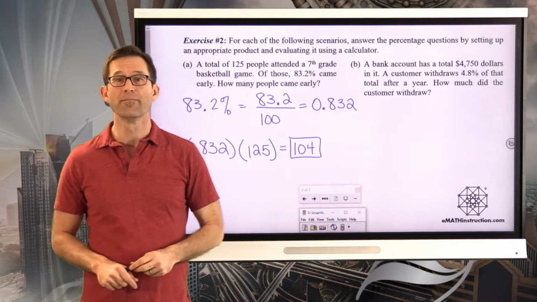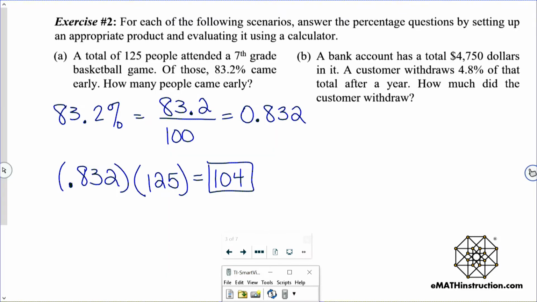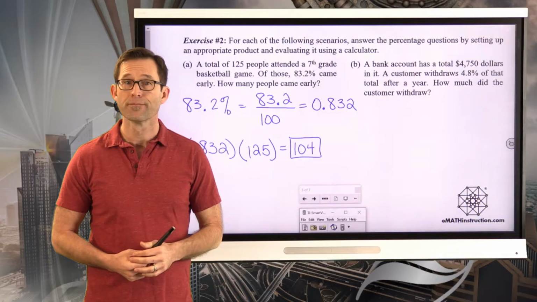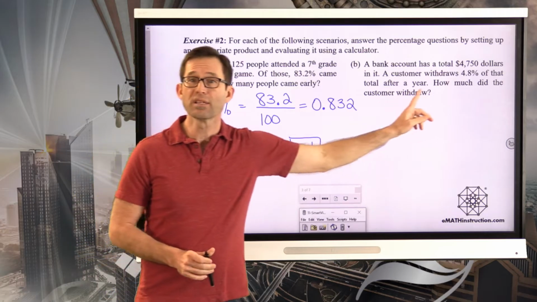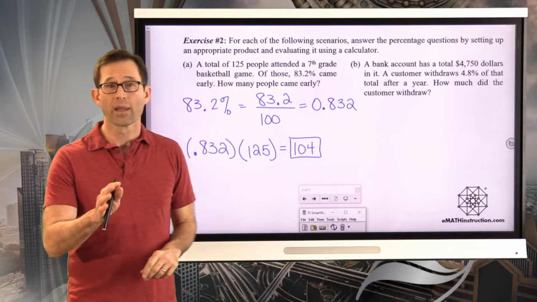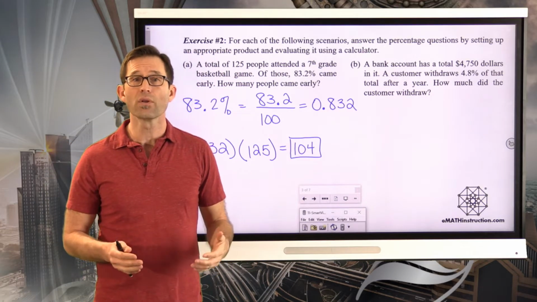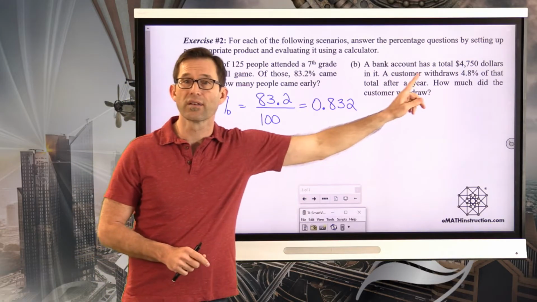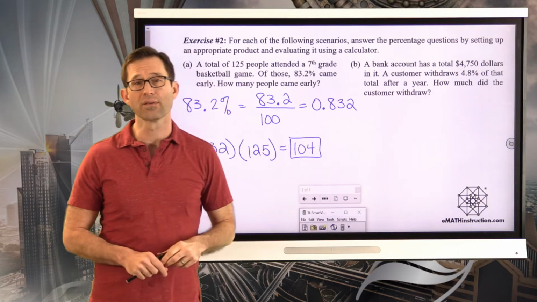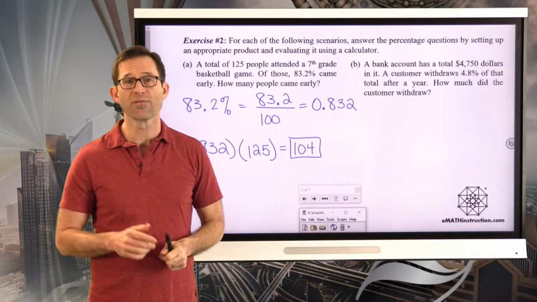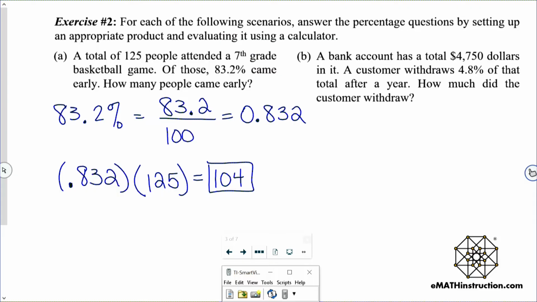Let's take a look at letter B, and let me get my calculator out of the way so you can read it. Letter B. A bank account has a total of $4,750 in it. A customer withdraws 4.8% of that total after a year. How much did the customer withdraw? All right, great. So again, a messy percent, 4.8%. What I'd like you to do is pause the video now and see if you can find out 4.8% of that total, 4,750. Pause the video now and see what you can do with it.